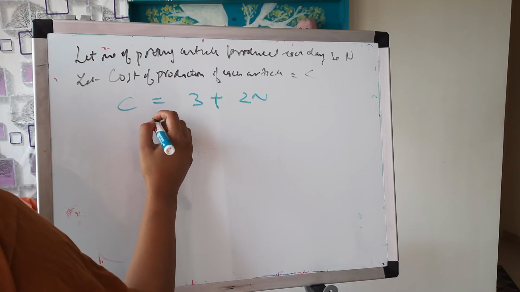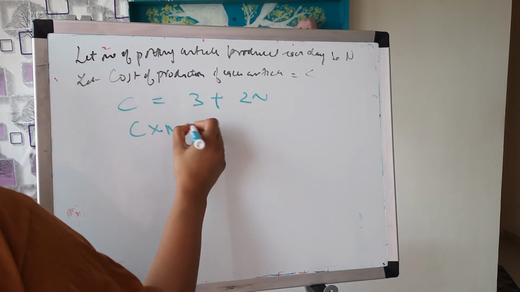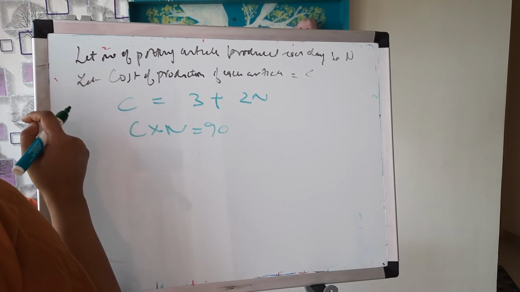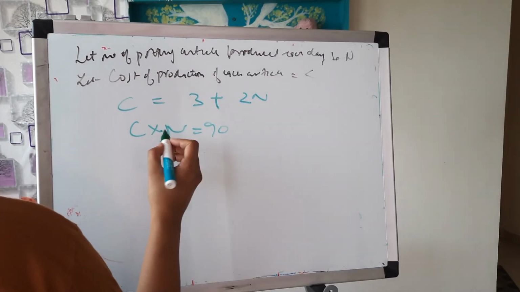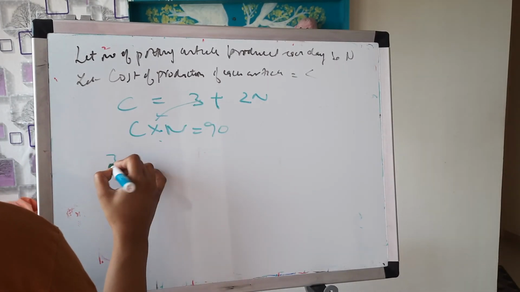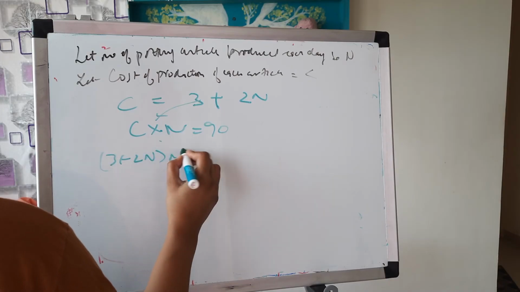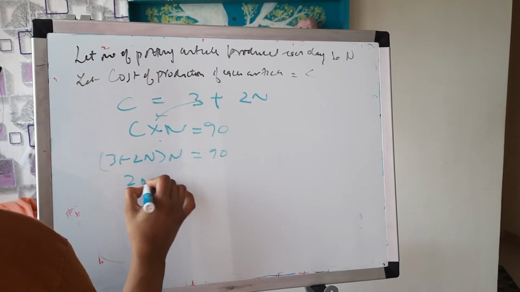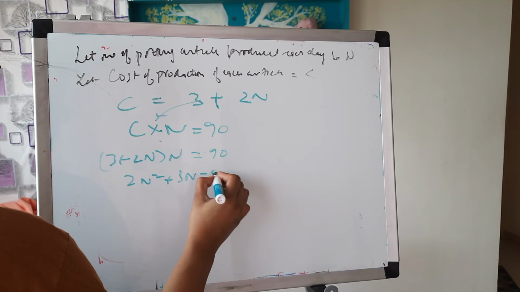If the total cost of production on that day, which is C into n, is 90, find the number of articles produced and the cost. So what will we do? We'll substitute this here. You write all that, guys. I'm not writing. You definitely need to write each step.